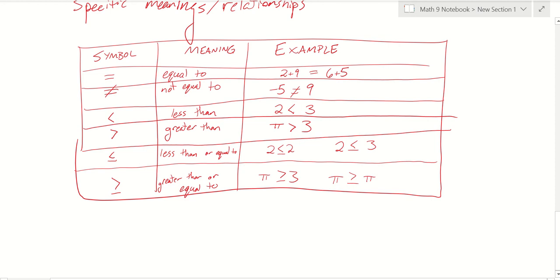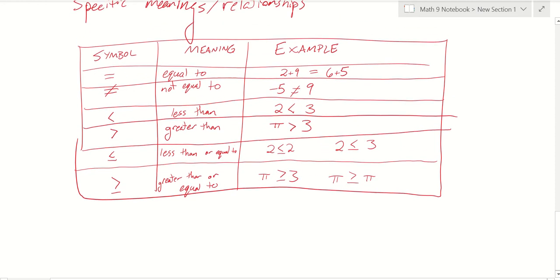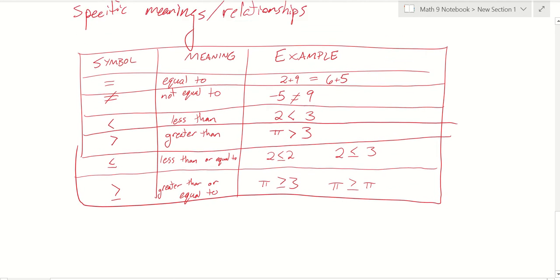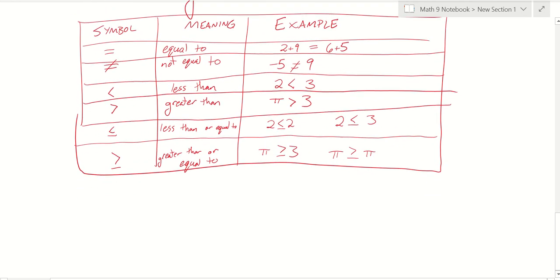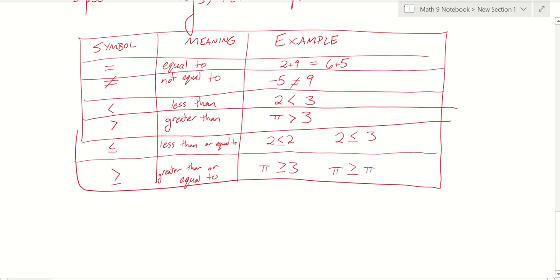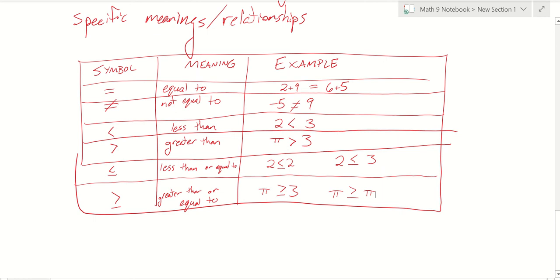So there are the symbols, and in the next video we're going to be looking at how to apply these symbols to numbers on a number line graphs, and I will see you for that exciting video in a little bit.